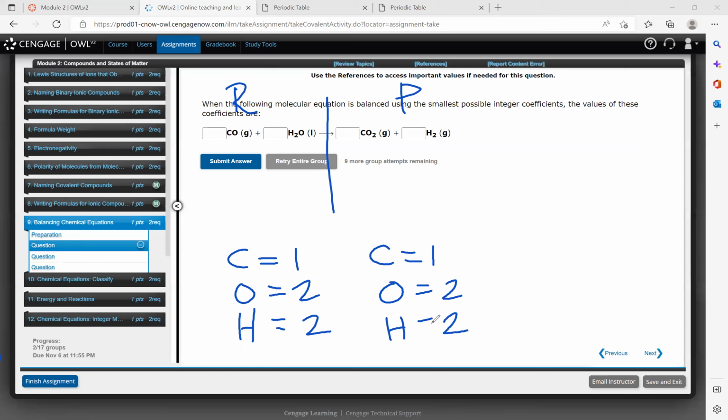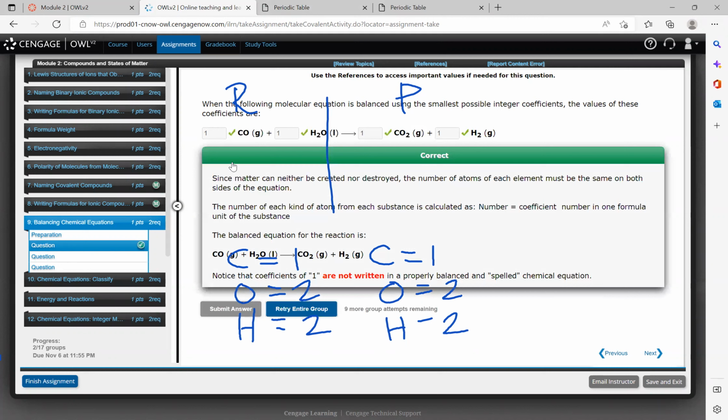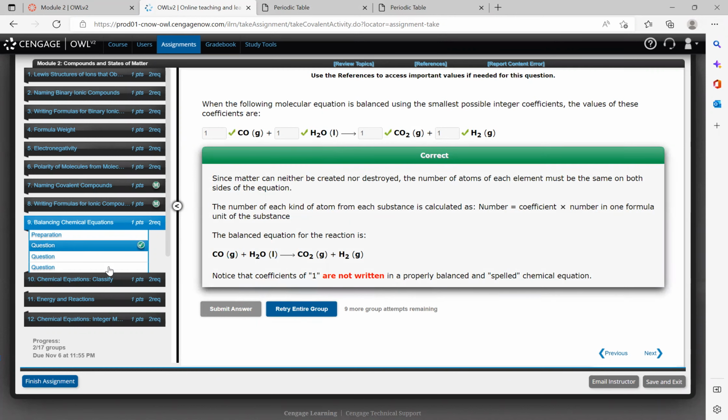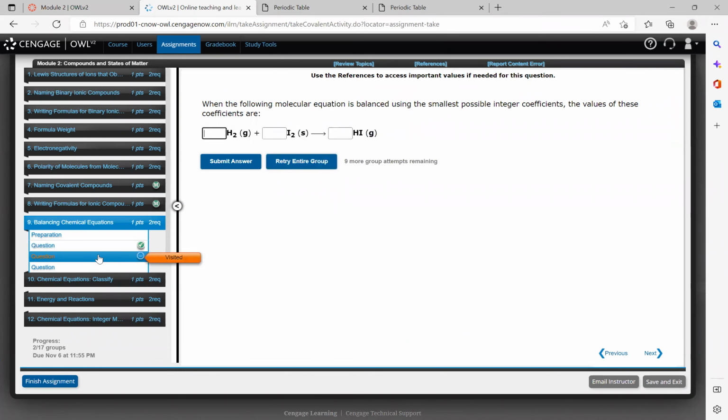Because of the fact that this is balanced, we're actually good to go. I think what they're going to want us to do is just add some 1s to make sure that this is correct. Normally we would omit the 1, but just to make sure that we've answered this efficiently, I think we're good to go. All right, now they won't always be this simple. So let's try another one really quickly.